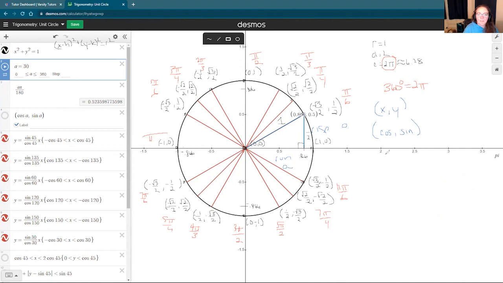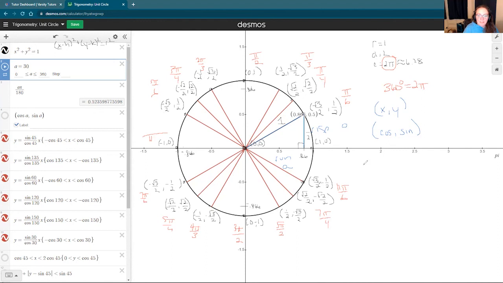Okay, so tangent, so slope, I'm sorry, let's write it like this. Tangent is equal to opposite over adjacent, or in other words, y over x, or in other words, sine over cosine, or in other words, slope. Rise over run. Let's put them all there, okay?